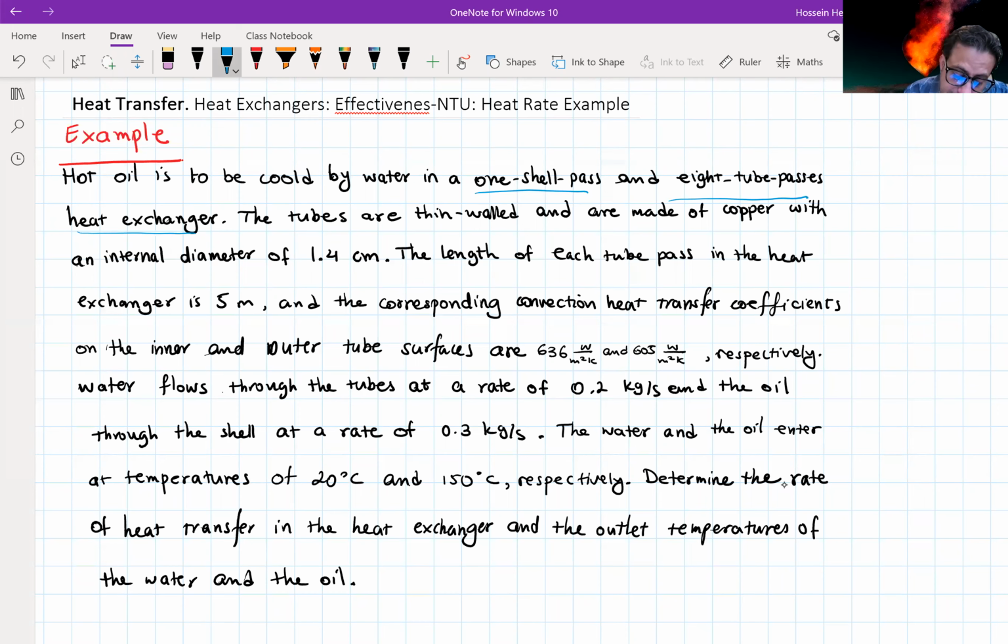In this heat exchanger, the tubes are thin walled and are made of copper with an internal diameter of 1.4 centimeter. The length of each tube pass is 5 meter. And we have the corresponding heat transfer coefficients of the inner and outer surface of the tube at 636 and 605 watt per meter square Kelvin.